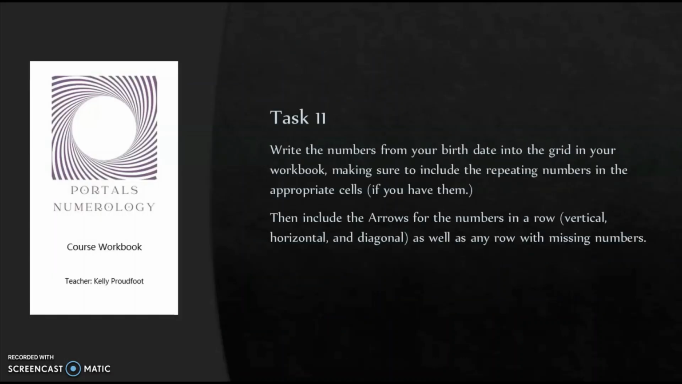Task 11. Write the numbers from your birth date into the grid in your workbook, making sure to include the repeating numbers in the appropriate cells if you have them. Then include the arrows for the numbers in a row, vertical, horizontal, and/or diagonal, as well as any row with missing numbers.